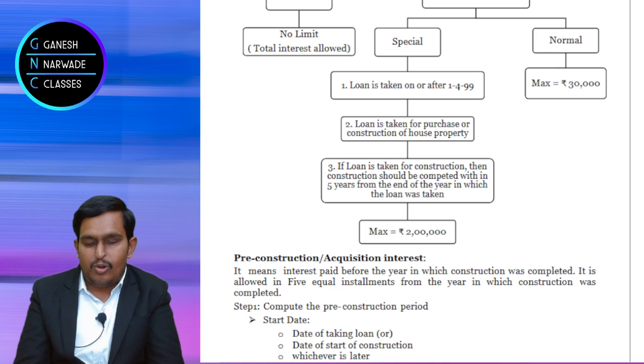Now we understood the 6 conditions for claiming the interest as deduction. But there are further conditions.